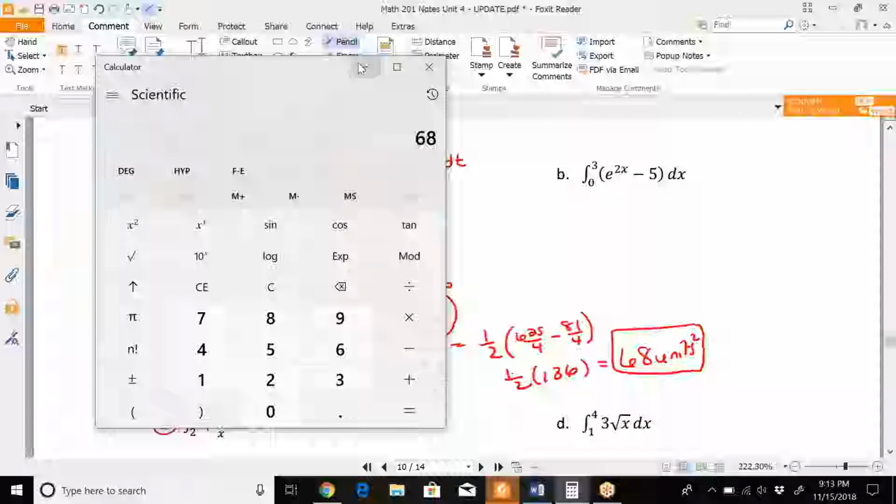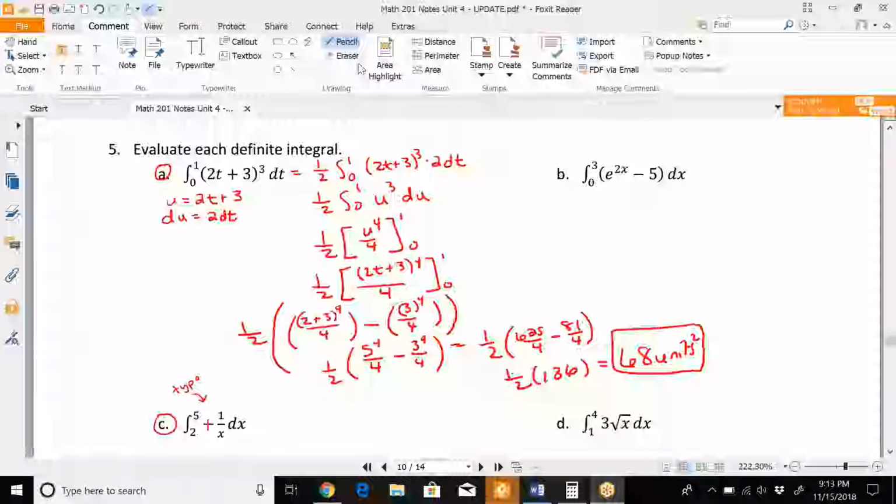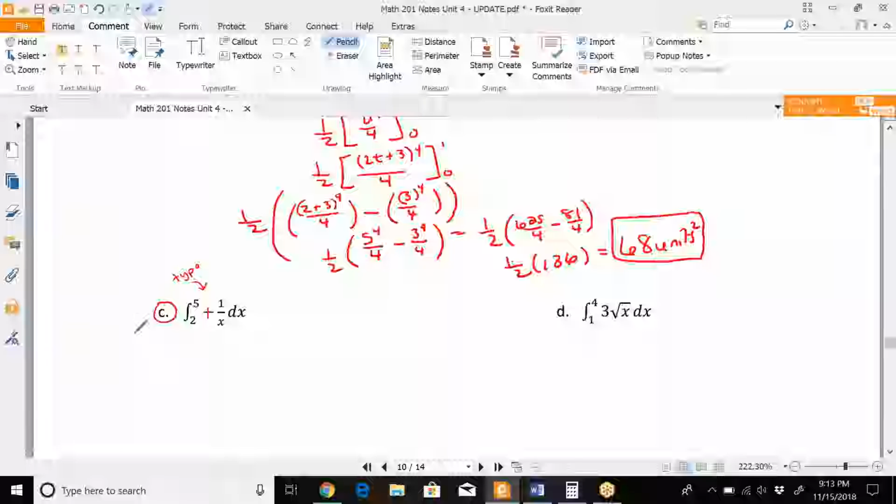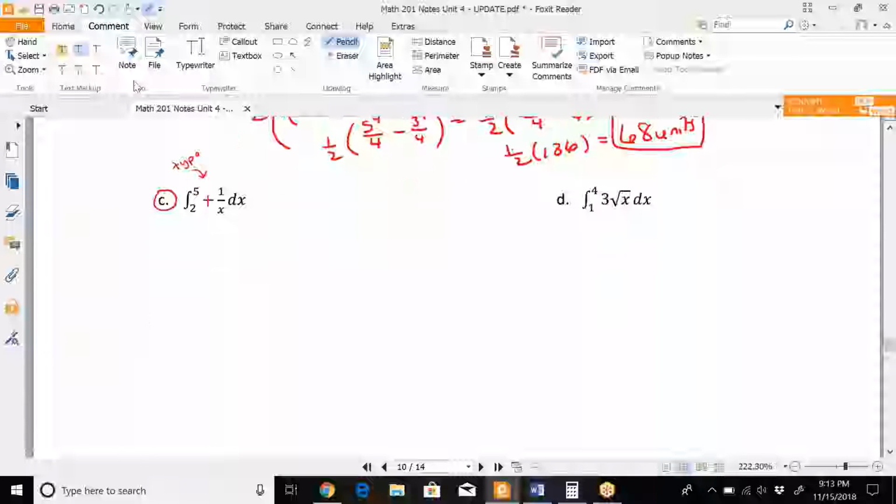Okay, let's look at the next one. I had a typo on this. I had it as -1 over x. That gives you an area that goes underneath the x-axis, which means the answer comes out negative. So if you tried that one, you're like, why is my area negative? It's because the graph is in the negative y values. So I changed it to a positive so that this will make more sense.